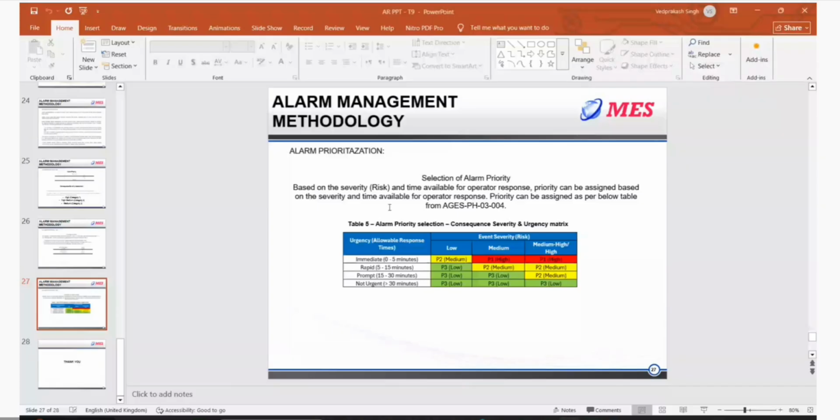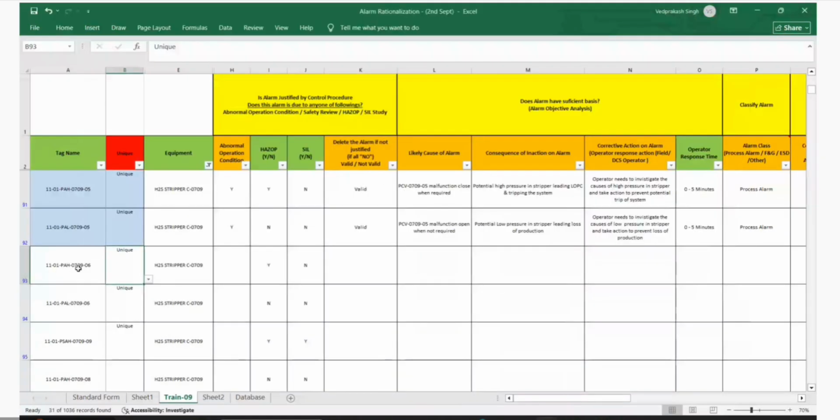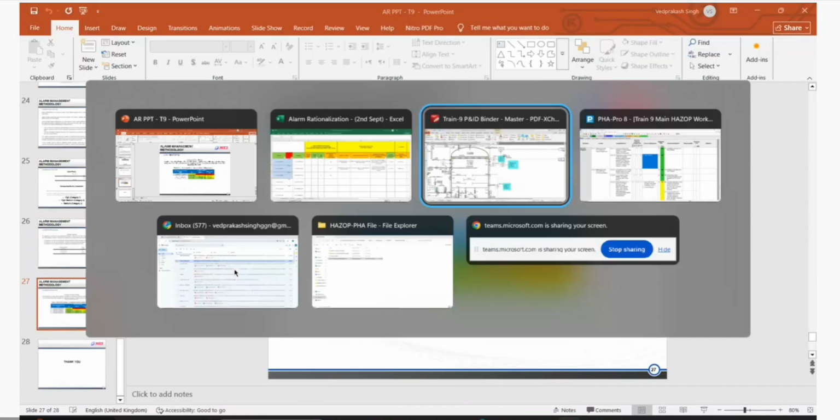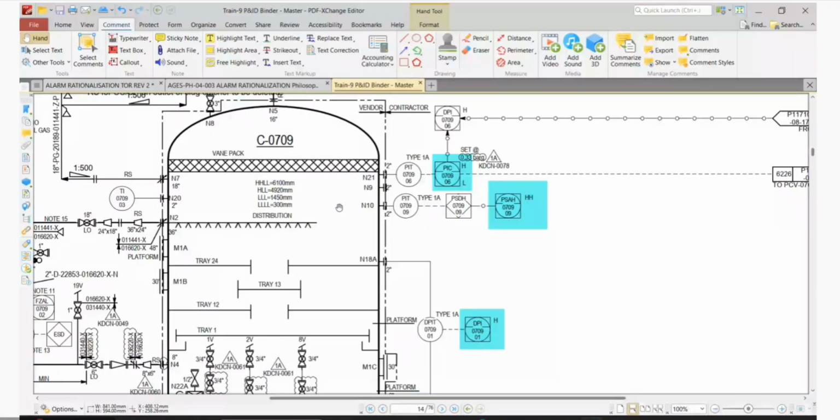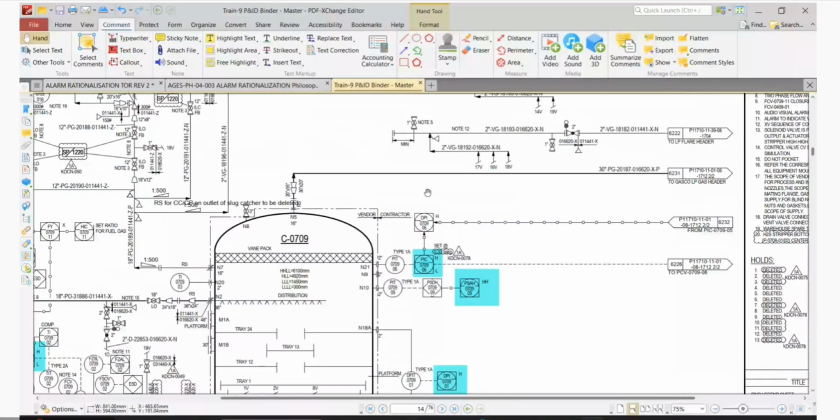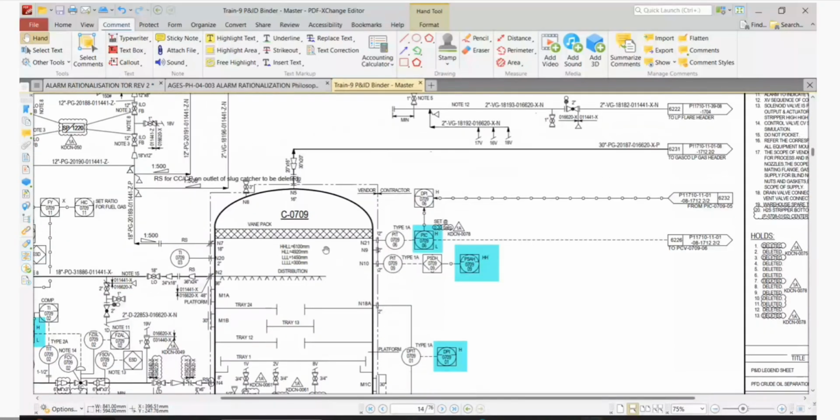Because PAH and PAL both are the same anyway. Same here. It will be the same, right? What is the cause of this one? The cause of this one is when you have the PCV fully closed or fully open, PAH, PAL, right? So this PAH will happen if there's a blockage, if the demister is blocked.